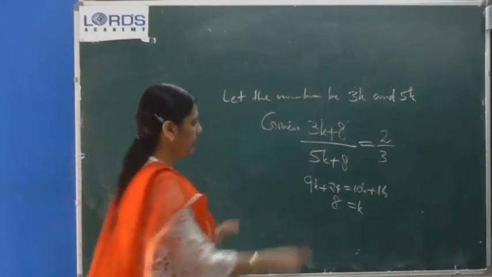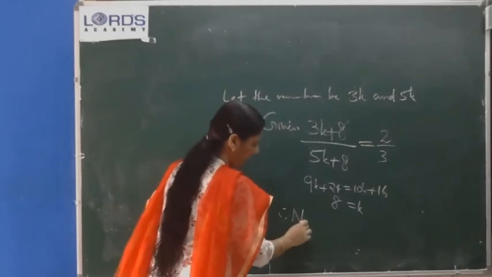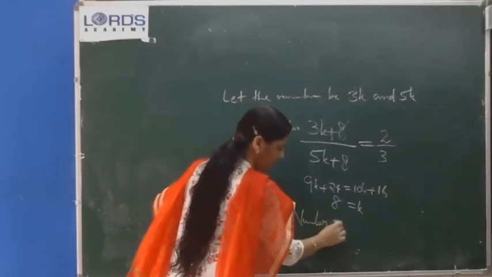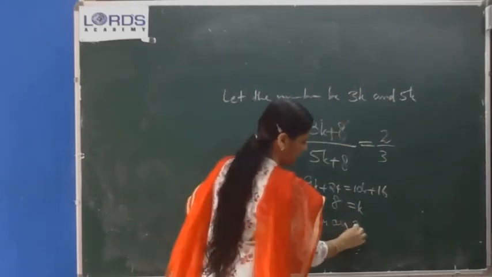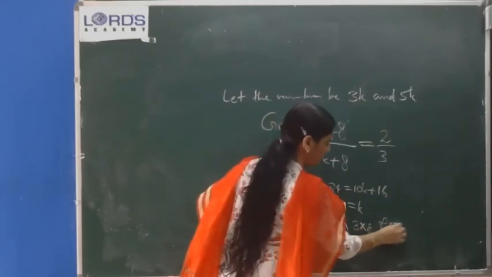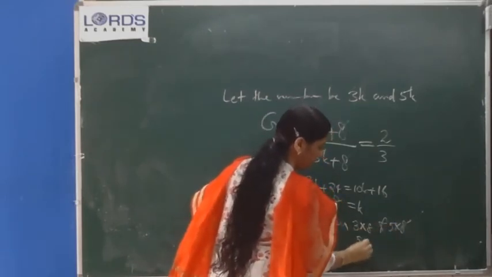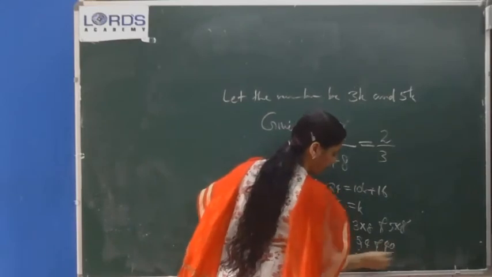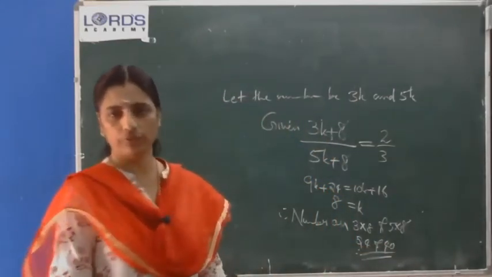Okay, k equal to 8. Therefore, the numbers are 3 into 8 and 5 into 8, 24 and 40. 24 and 40. Okay.